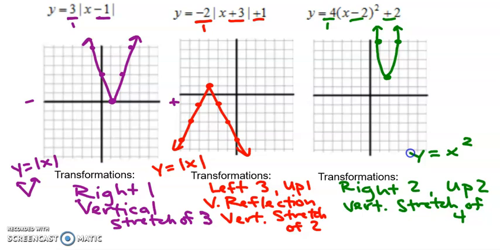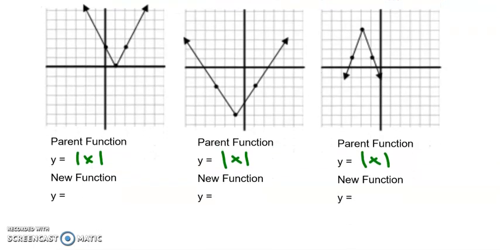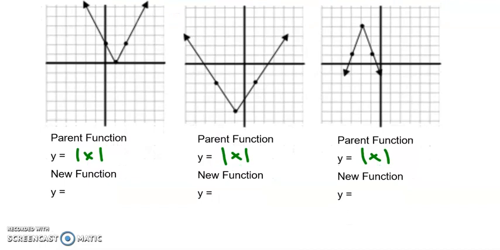All right, last thing, we're going to look at some examples of a graph, and then we have to write the equation. So we're just going to look at absolute value functions here. My parent function for all of these, absolute value of x. Okay. And I want to write out my transformations before I figure out what my new equation is going to be. Okay. So the first one we'll do together.